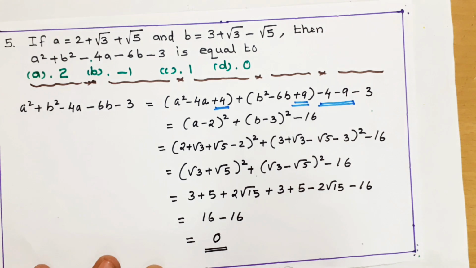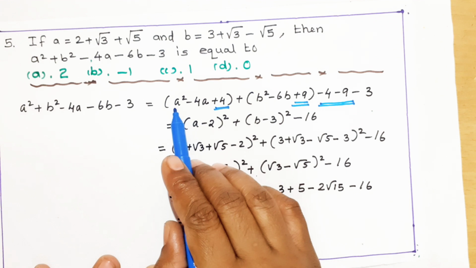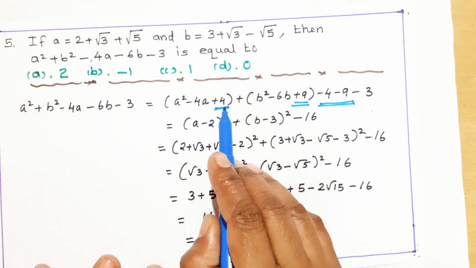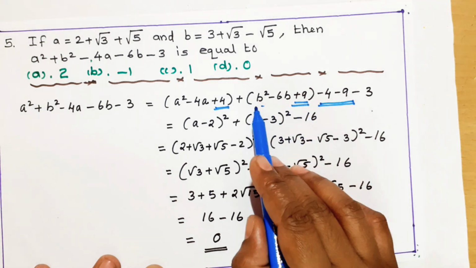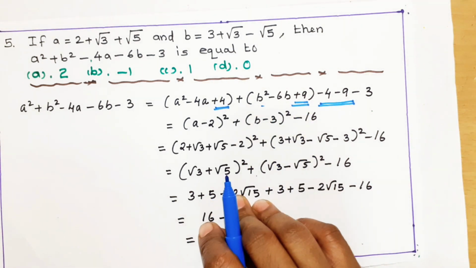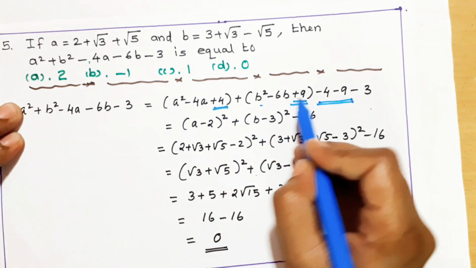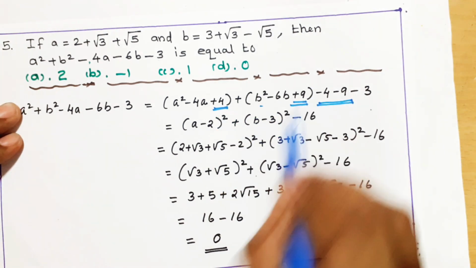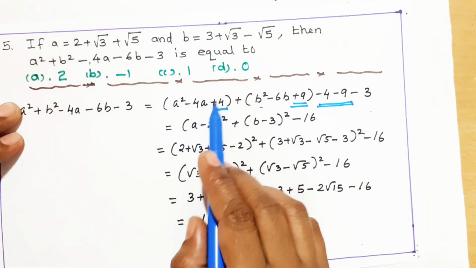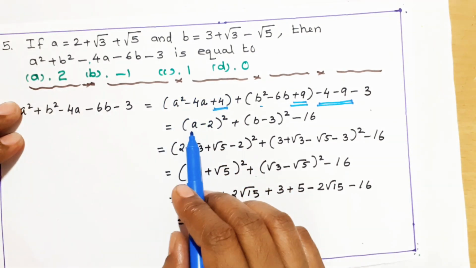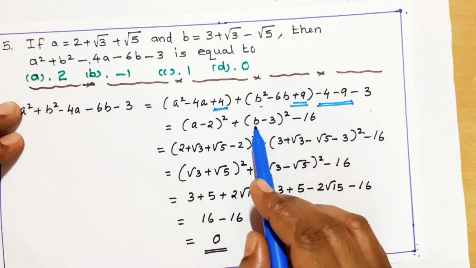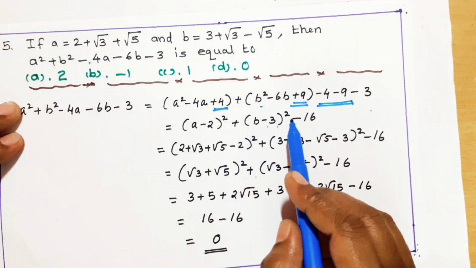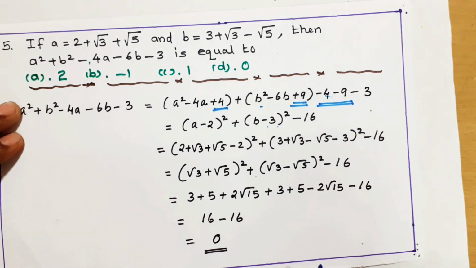And this 3. Why do we need it like this? So I can group it. Grouping in the sense, this is in the form of A minus B the whole square, and this also is A minus B the whole square. Here I added 4 and 9 because 2 square is 4, 3 square is 9. So this full term I can write as A minus 2 the whole square, and this full term as B minus 3 the whole square. Minus, this I added, minus 16. Clear?